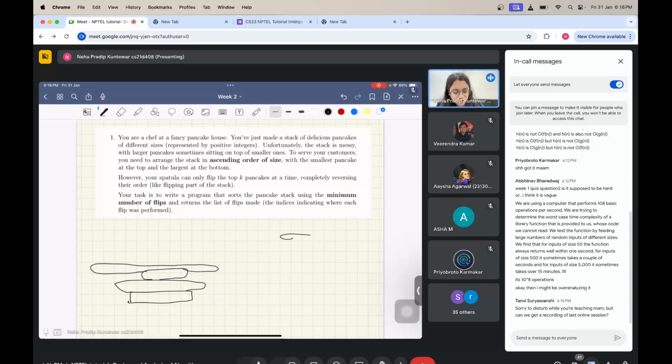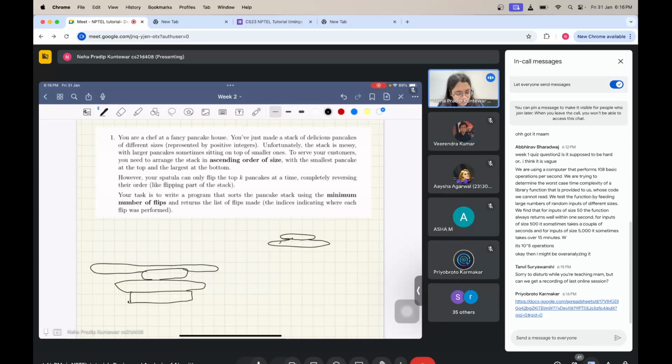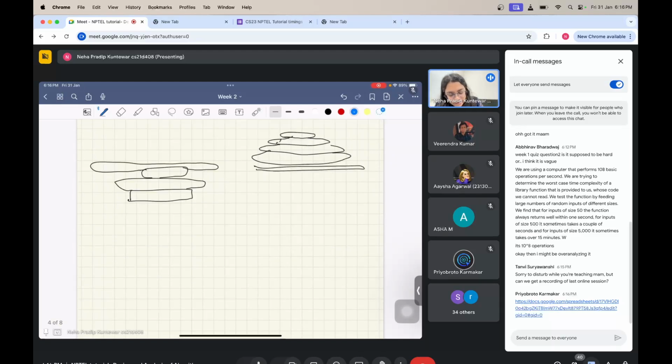So let's say I want the smallest to be on the top, then the next largest, then the next largest, and so on. So at the end of the day, I want my pancakes to be sorted nicely. The problem is that you're only allowed to flip. You have a spatula, and let's say you can keep it here, and the only operation you can do is flip whatever is above the spatula entirely.